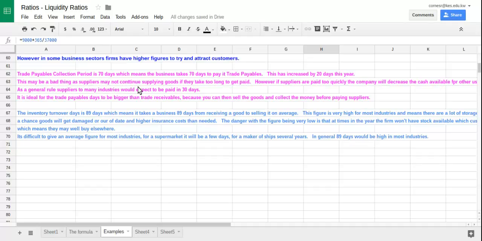If the suppliers are paid too quickly, obviously the money is going out of the business too quickly, and that means there's more chance of the business running out of cash. But probably here, I don't think that's going to be the case, to be honest. I think here 70 days is probably on the long side.